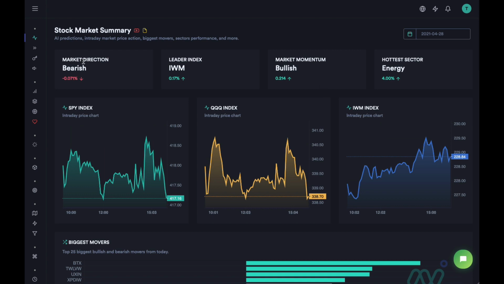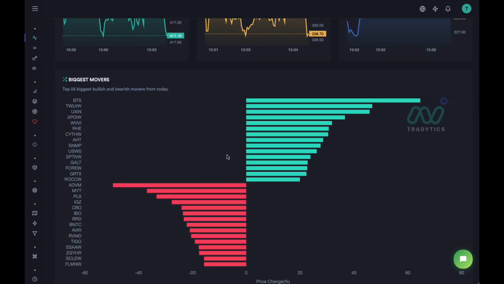Next, we have these cards that show you an overall summary of how the market is doing, so we can know what the market direction is right now. So that's bearish. Then we have the leader index, then we have the market momentum, and we also have the hottest sector. So this is the sector that's performing the best today. Next, we have the intraday prices for SPY, QQQ, and IWM. These are 1-minute close prices for all three indices that give you an idea on, again, how the market is doing. Next widget is a really good one.